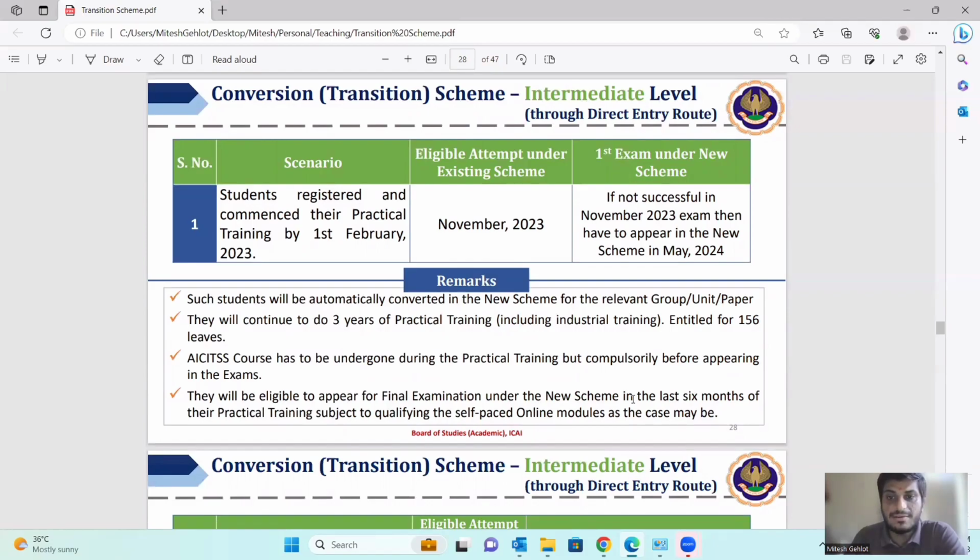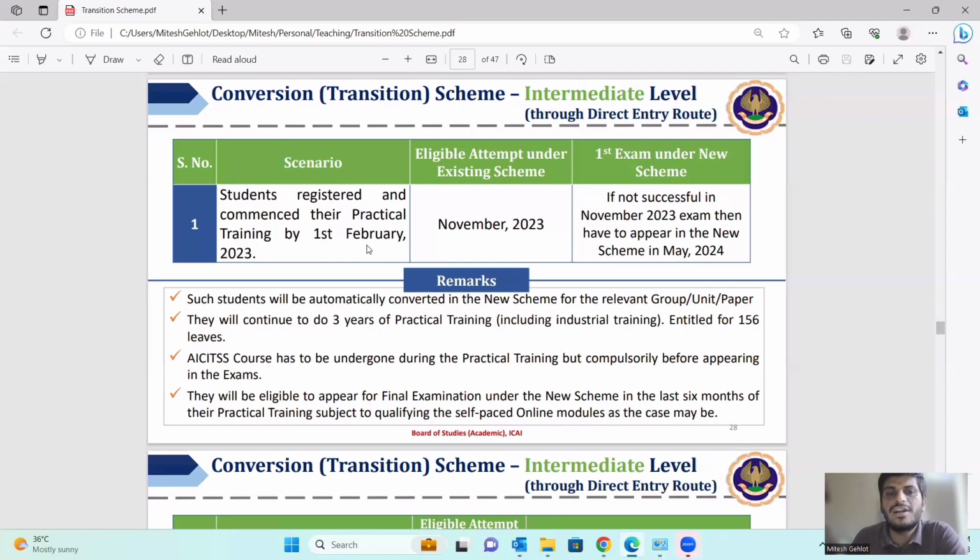Anyone at the intermediate level has to clear both the groups, and only then can you go for the practical training. Now, the students who have registered and commenced their practical training, meaning their articleship, on or before 1st Feb, are eligible to write the exams in November 23. And again, if you are not able to clear, you have to go in May 24 as per the new scheme. They will get automatically converted into the new scheme for the relevant group or paper.